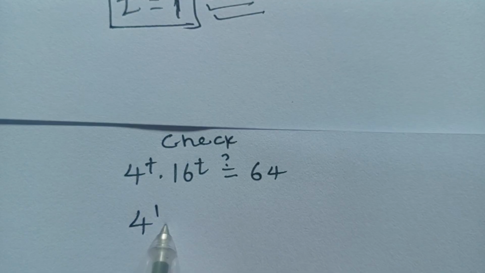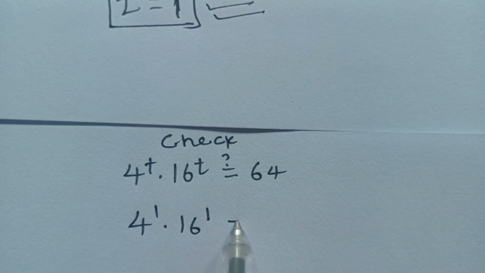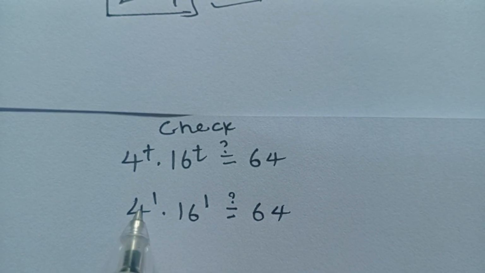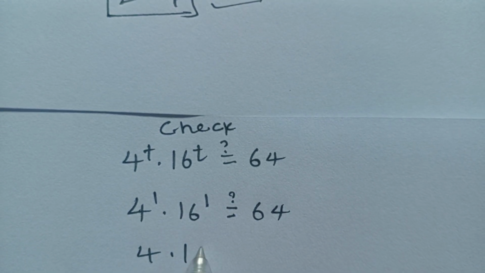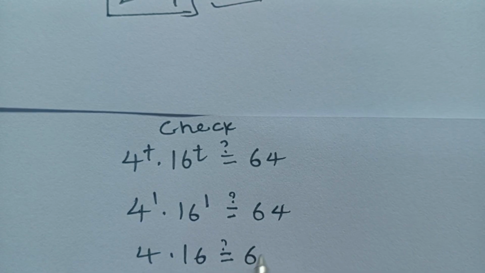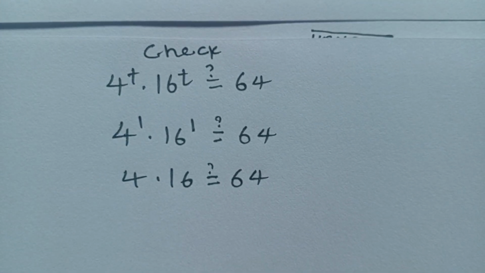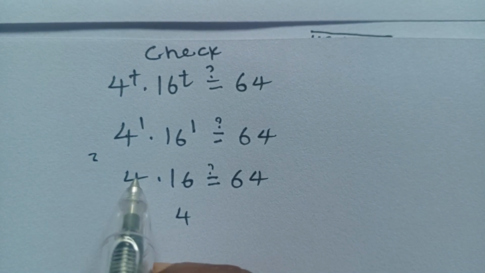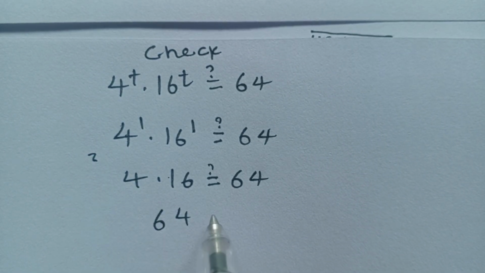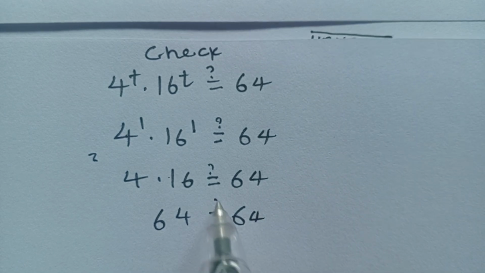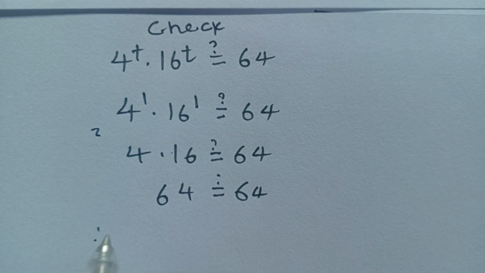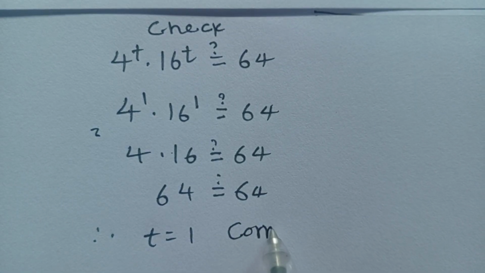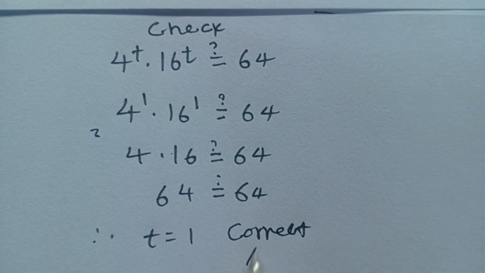4 raised 1 times 16 raised 1 equal to 64. 4 times 16 equals 64. 4 times 6 is 24, 4 times 16 equals 64. Therefore t equal to 1 is the correct answer.